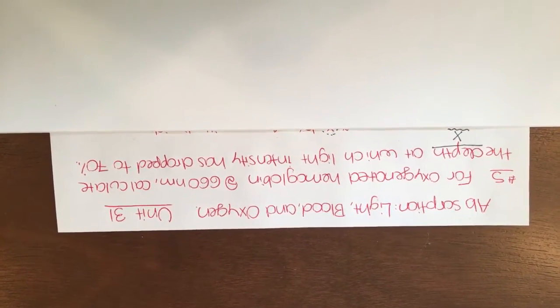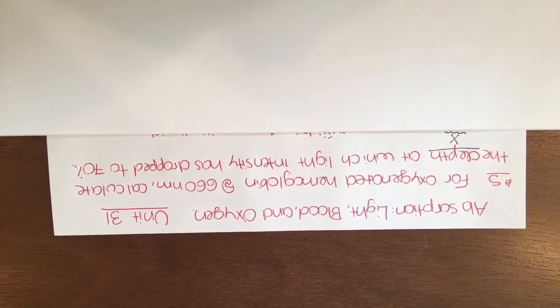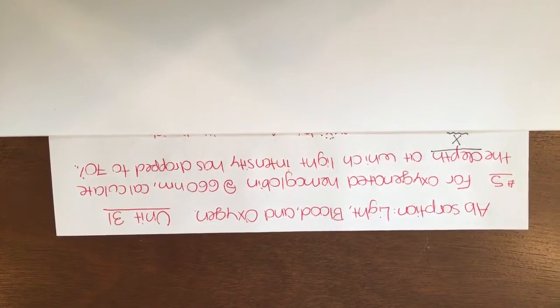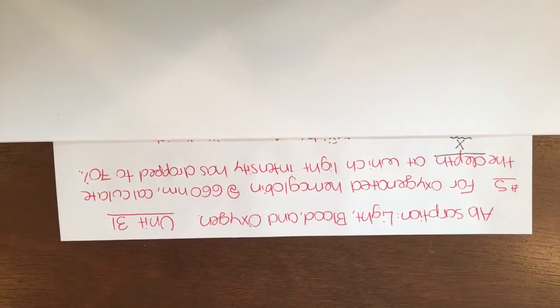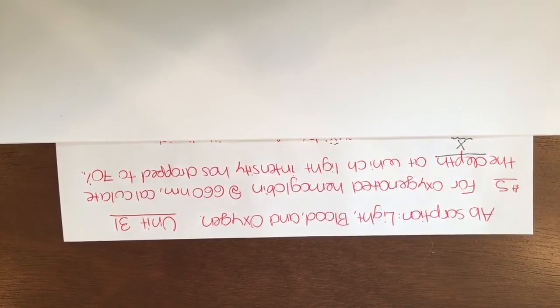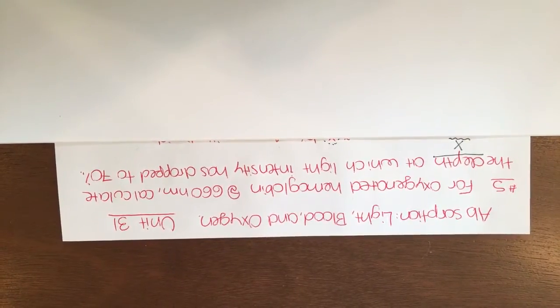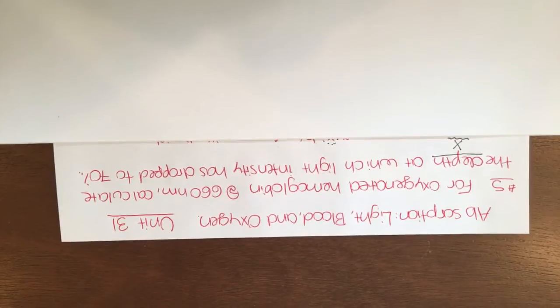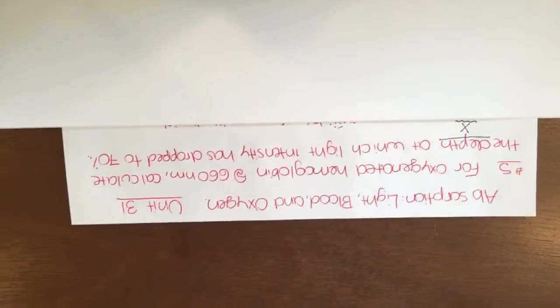Hi everyone, this video is for Unit 31. This is for question number 5 in the section of absorption for light, blood, and oxygen. Question number 5 is asking for oxygenated hemoglobin at wavelength of 660 nanometers. Calculate the depth at which light intensity has dropped to 70%.